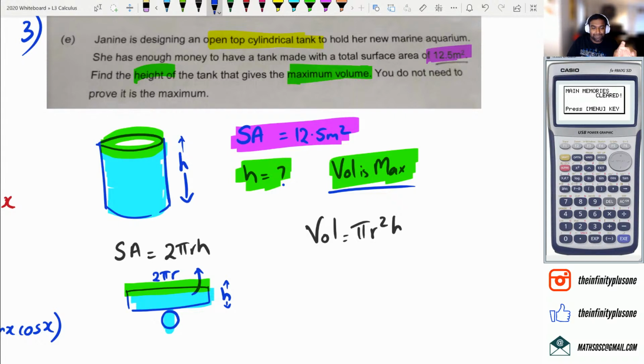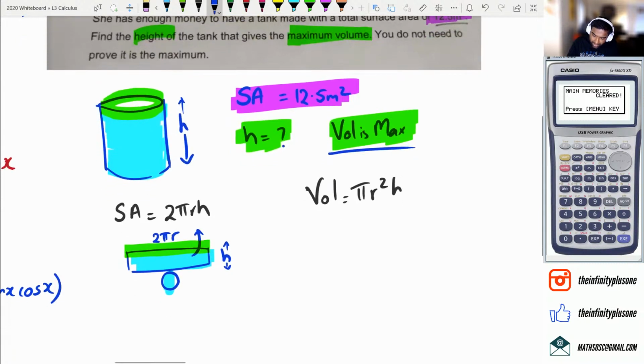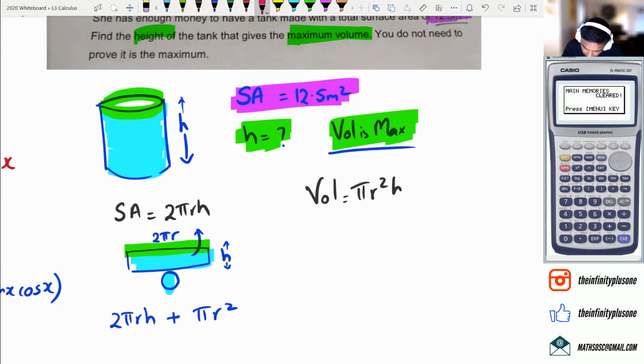If we look at what we have for the surface area, we've got 2 pi rh plus pi r squared. This pi r squared happens to be that circle there, which is the base. That's the pi r squared. So what we've got here is the formula for the surface area. This surface area is all equal to 12.5.